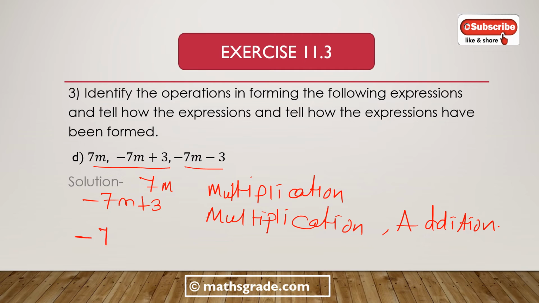And minus 7m minus 3. First here multiplying the constant minus 7 with the variable m. So first the multiplication operation is performed here. Then after multiplying, the result that we get, multiplying minus 7 with the variable m, we have to subtract 3 from the result. Then the subtraction operation is performed.